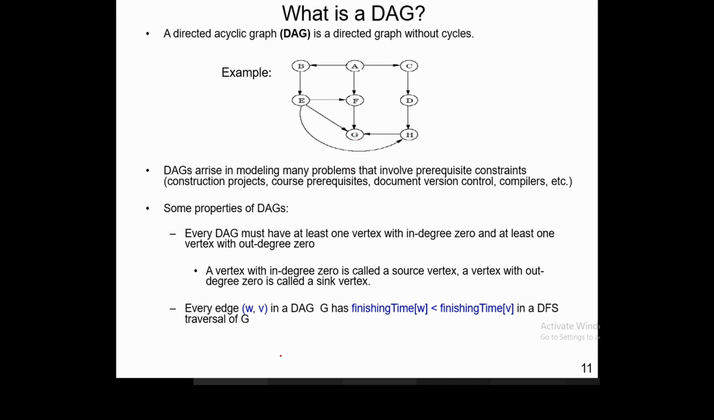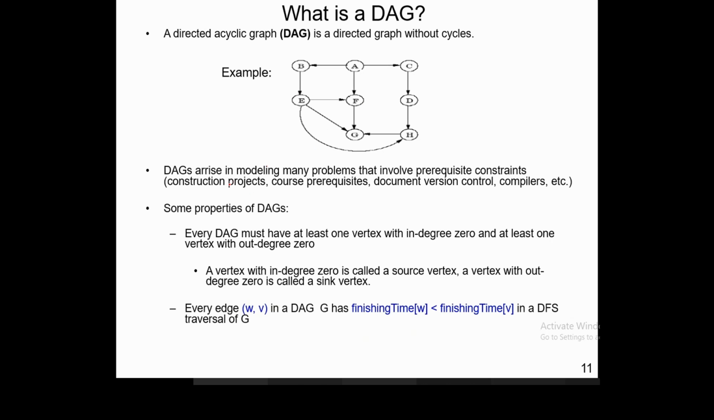So every edge in the DAG, like the edge (W, V), has a finishing time of W that will be less than the finishing time of V. This means the task W must be finished before the starting of this particular task. So this task is basically dependent on W. We can model such types of things using DAGs. So this is a DAG.